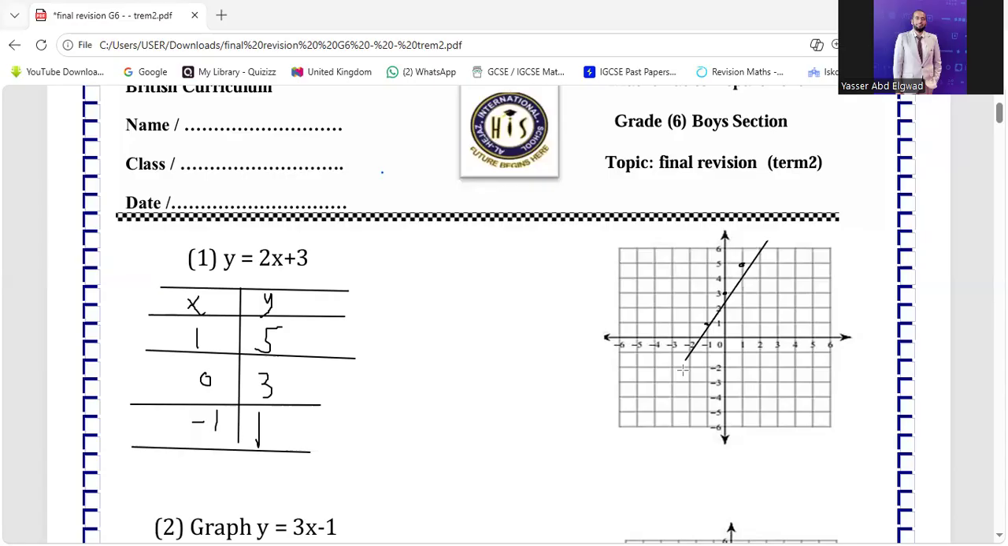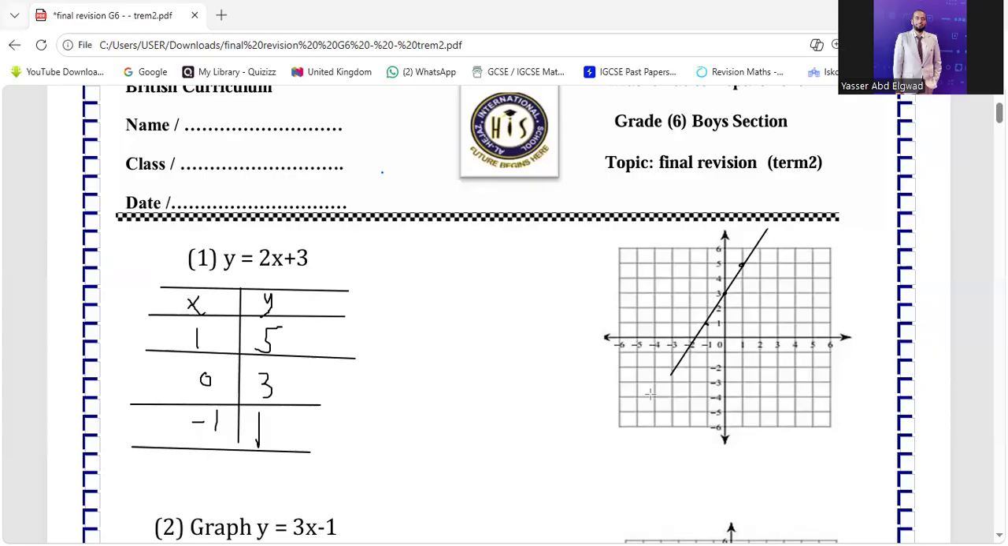Okay, how to graph it. Try to make it accurate like this. Here is how to graph the points. You join them and you make the line. Here is how to graph it.